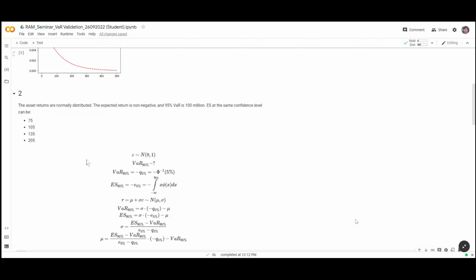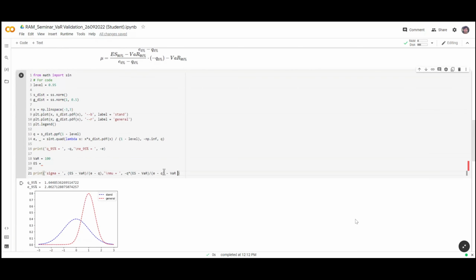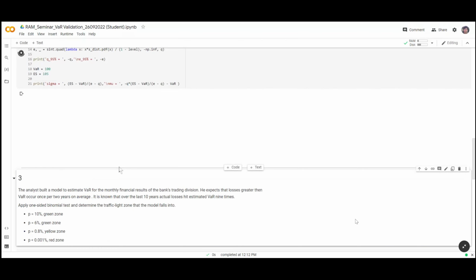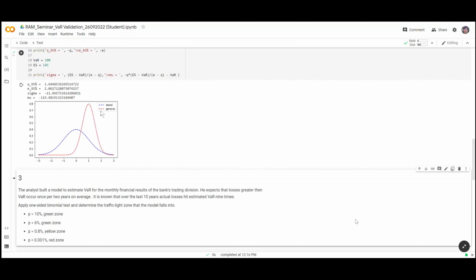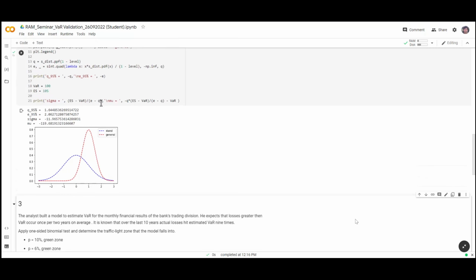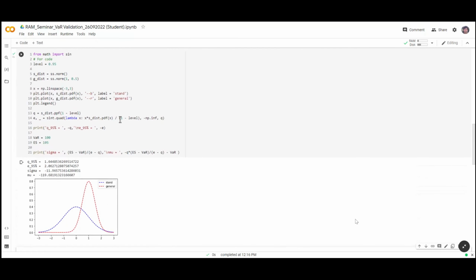Okay, so everything that we need to do right now is just to put those values into these formulas and see what's going to happen. So let's check first value 105 and see what's going to happen. So first of all, we see that I missed some minus somewhere.